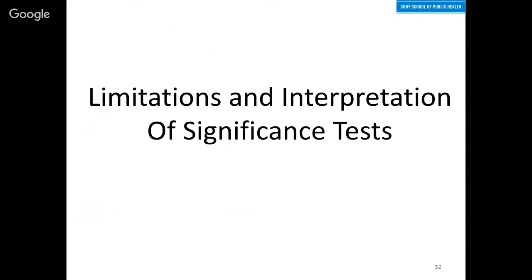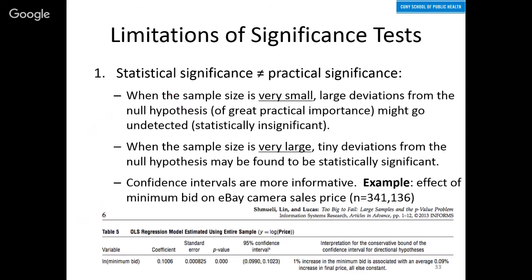Okay, I'm going to wrap up with some more general discussion about limits and interpretation of hypothesis tests, because there certainly are some. Number one, statistical significance is not the same as practical significance. The p-value, what we've learned, controls the type 1 error rate, and it is the probability of observing something like our sample, or even more extreme, if the null hypothesis is true.